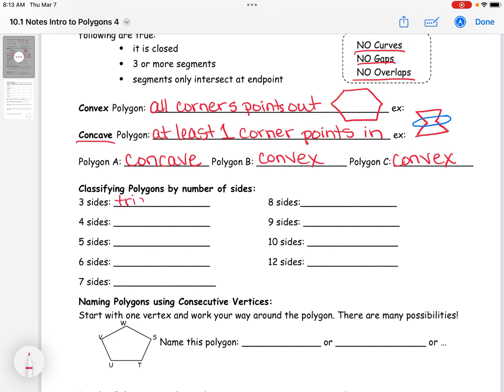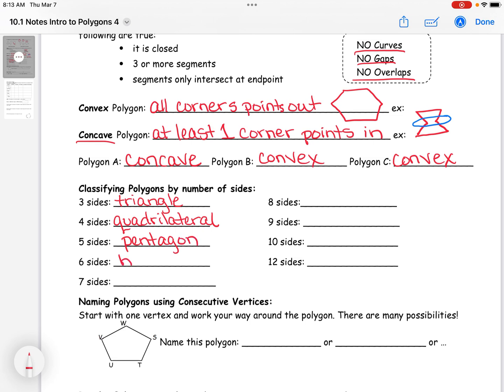All right, you should know the names of the polygons. Three-sided. Four-sided, we're going to use the word quadrilateral because there's a whole bunch of four-sided shapes, and we're going to talk about squares and rectangles and rhombus and parallelograms and all that stuff. So all those are classified as quadrilaterals.